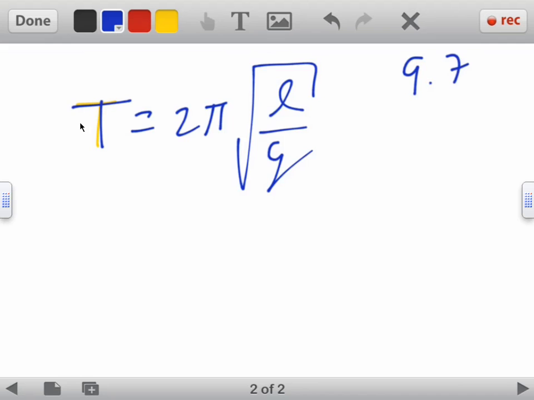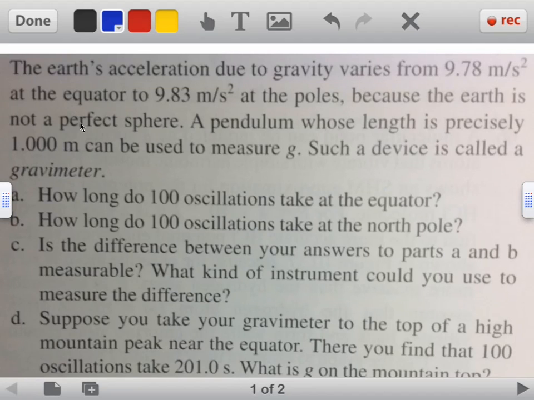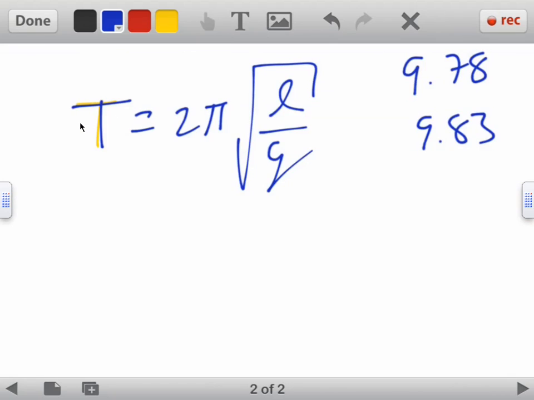978 and 983. Equator, poles. Okay. Yeah, and then you'll get your 2 periods.